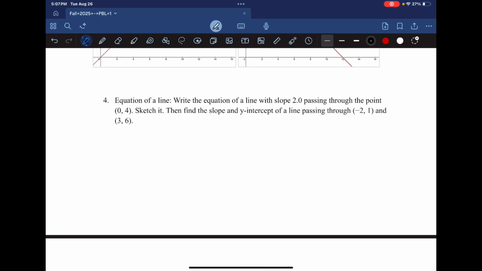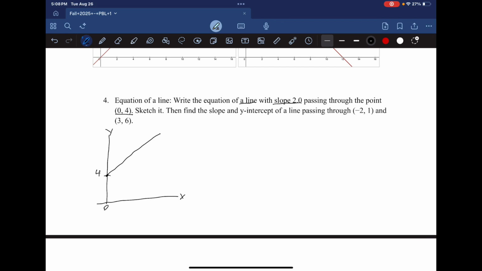Okay, so now we have the equation of a line. There's a slope of 2 passing through the point 0, 4, and it wants us to sketch it. First thing I'm going to do, I'm going to say that this is 0, 4. This is my y-axis, this is my x-axis, so this is x equals 0 right here. This is y equals 4. So I know there's a point here. I know it's a slope of positive 2, so it's going to go that way in a straight line because it's a constant.